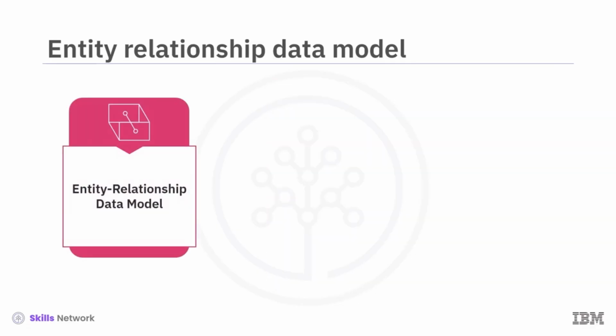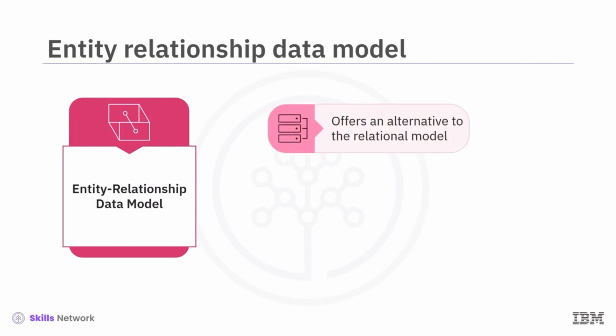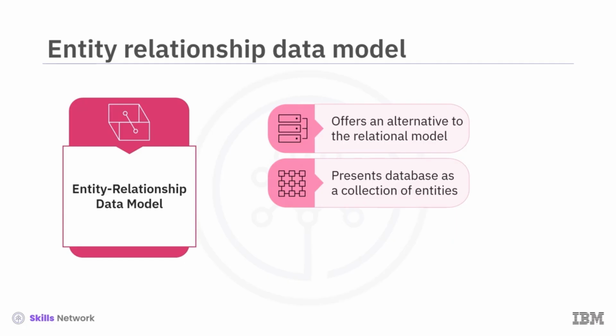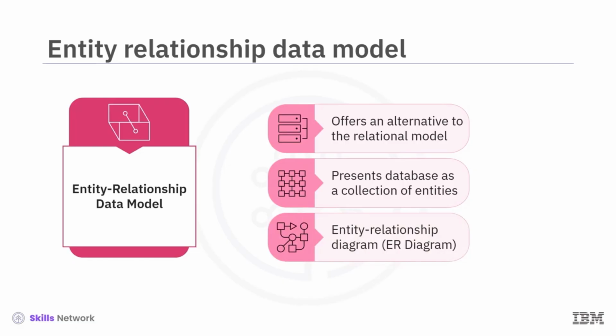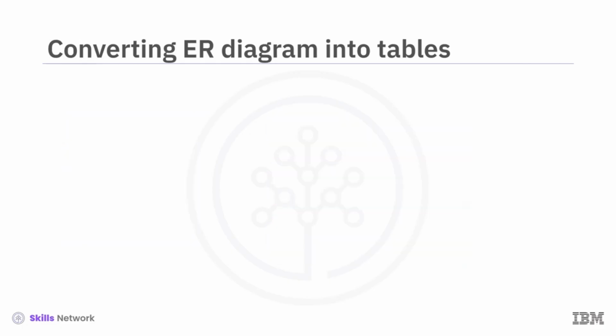An entity relationship data model offers an alternative to the relational data model. The entity relationship model suggests conceptualizing a database as a collection of entities and objects existing independently within the database. Using a simplified library database as an example, this figure illustrates an entity relationship diagram, ER diagram, representing entities and their relationships. Converting an ER diagram into tables is easy.